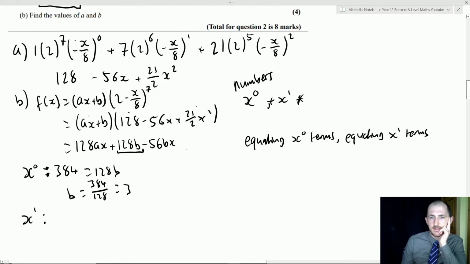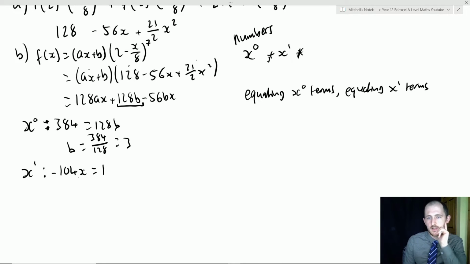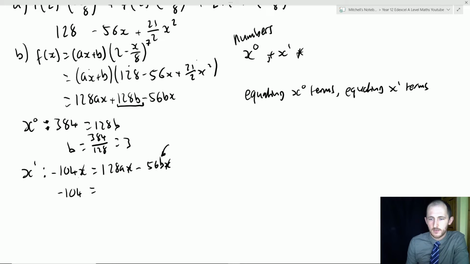Now equate the x1 terms. We have minus 104 equals 128ax minus 56bx. You don't need to put the x's, but I will put the x's just so you guys are clear. Now if you notice, I can divide this through by x. That's why you don't need to write it. I can also sub in for this. b is 3. So in other words, I have minus 104 equals 128a.